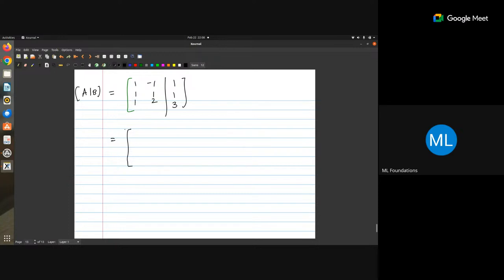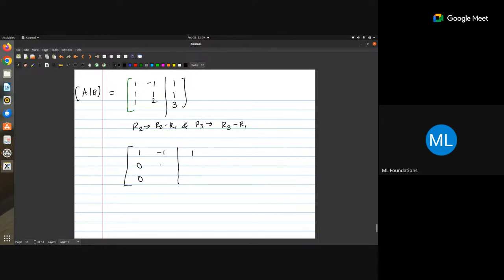How to make this 2 as zero? We'll do the row operations. The suitable row operation here is R2 changes to R2 minus R1 and R3 changes to R3 minus R1, right? So if I do these operations, 1 minus 1 gives 0, and 0 here. Basically, you have to come to the row echelon form and then we'll see the rank of matrix A and the rank of the augmented matrix. If these two ranks are same, then this is a consistent system of linear equations. If the ranks are not same, then it's inconsistent, right?